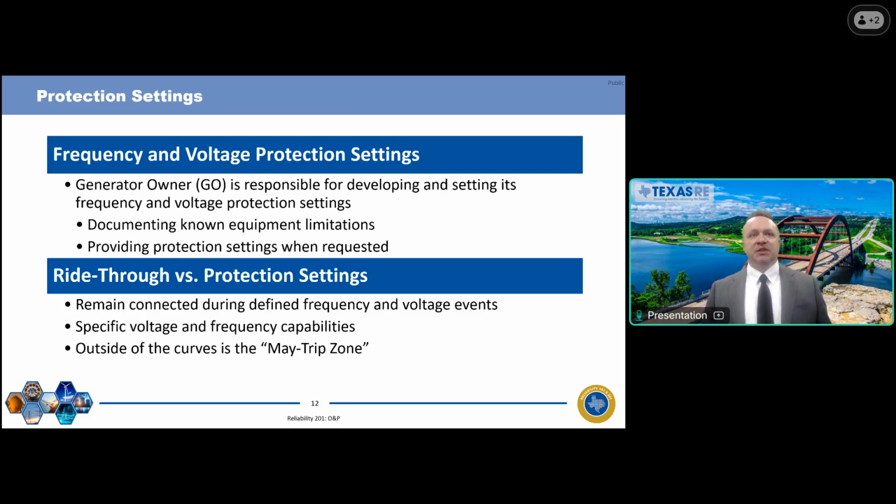So, ride-through versus protection settings. This is an important concept to keep in mind when you're looking at protection systems. Ride-through means that you're able to stay connected during defined frequency and voltage events. Specific voltage and frequency capabilities and the ability to operate inside the no trip zone, with outside of that zone now being called the may trip zone. So you can trip in the may trip zone, but you need to stay connected and ride through in the no trip zone.